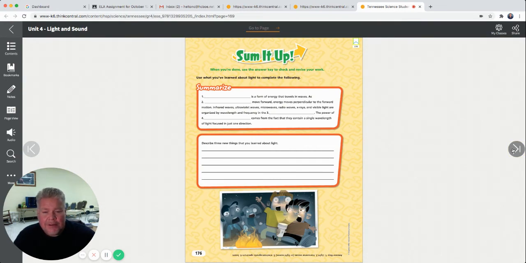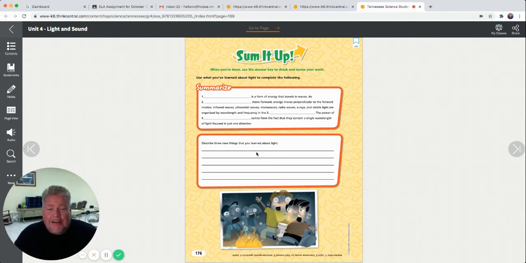All right, so let's sum up this lesson. You know the trick here. The answers are at the bottom. Why don't you fill that in? What are 3 new things we learned about light today? Well, I had taught it before, but I had forgotten about the electromagnetic spectrum, that different colors of light have different wavelengths. So that was something I learned today.